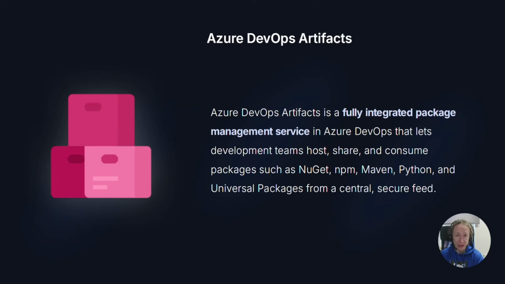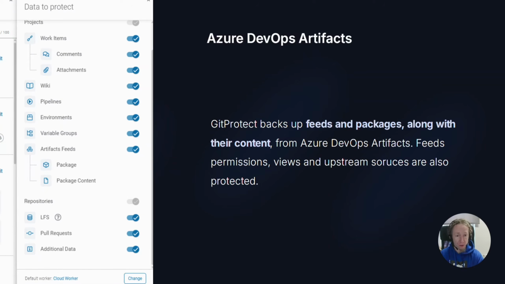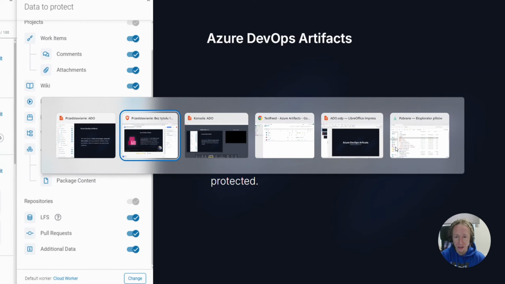Moreover, they are safe against package poisoning attacks because all packages added to Azure DevOps Artifacts are immutable, so it's impossible to change the artifacts and package content. With GitProtect, we protect both feeds and packages, including packages content, but also there is protection of feeds permission, views, and upstream sources, so everything that's related to Azure artifacts. And now let me show you how it works in GitProtect.